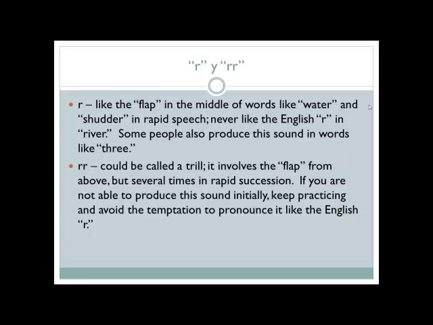And if you are not able to pronounce this sound initially, keep practicing with that flap and then saying several of them close together, rrr, rrr, and work on getting familiar with the feeling of your mouth position and your tongue position as you make that sound. The biggest thing, like with the single R, is to avoid the temptation to pronounce it as an R. So it's better to find some sort of approximation that is closer, even if you can't yet make that trilled R sound.